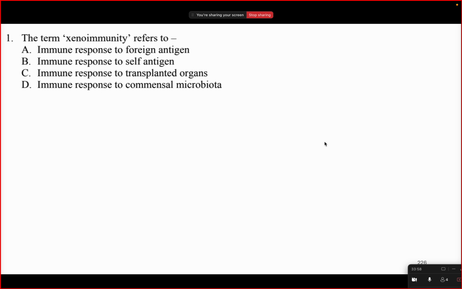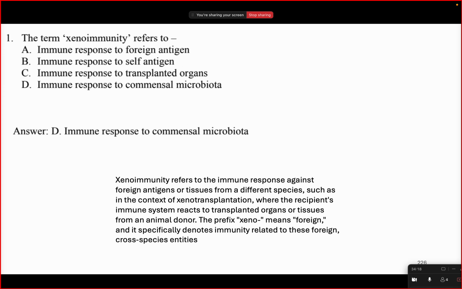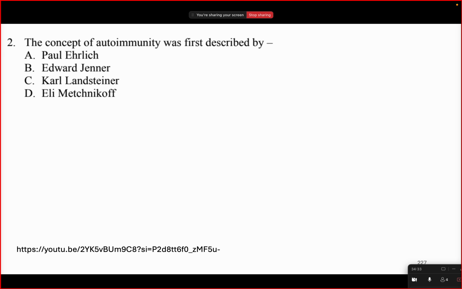try to understand the meaning of the word from the components through which it is made. So in biology, xeno refers to something foreign. The right answer is immune response to commensal microbiota. So xenoimmunity refers to the immune response against foreign antigen or tissue from a different species, such as in the context of xenotransplantation, where the recipient's immune system reacts to the transplanted organs or tissues of an animal donor.